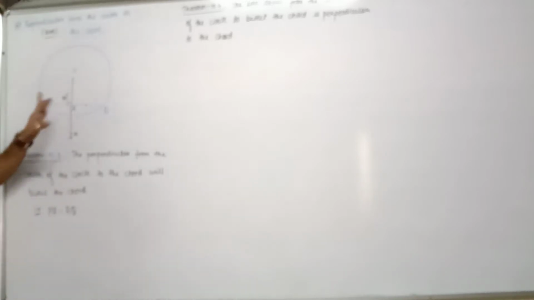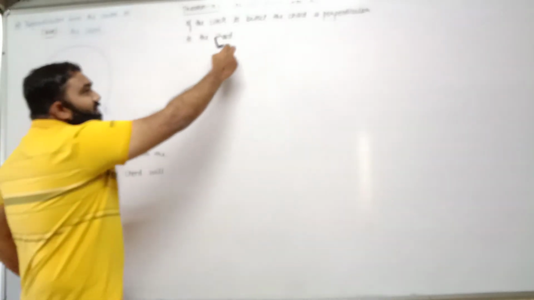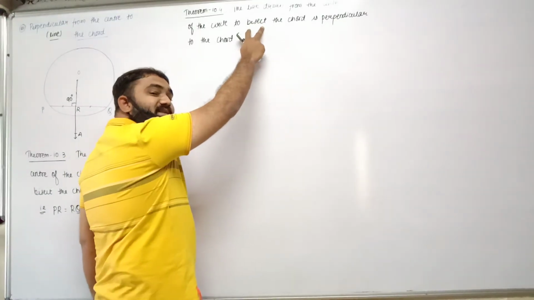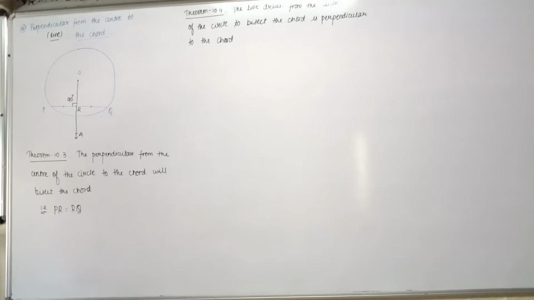That means it is making 90 degree with the chord. So the meaning is just replaced. See here. It is bisecting in the last case if the perpendicular is true. Here it is bisecting in the first case. If it is bisecting, then it will be perpendicular. Are you understanding the meaning of what it says? Yes or no? Yes.